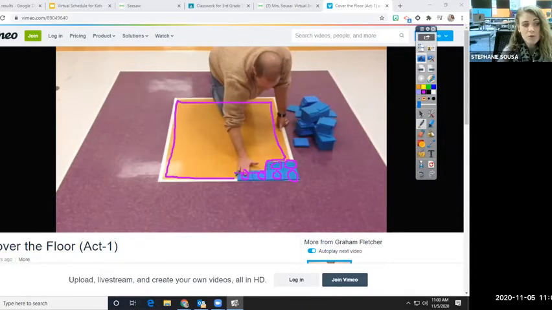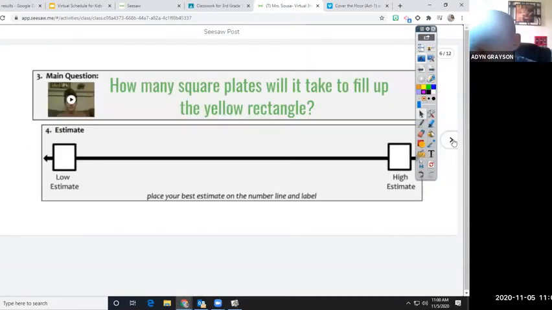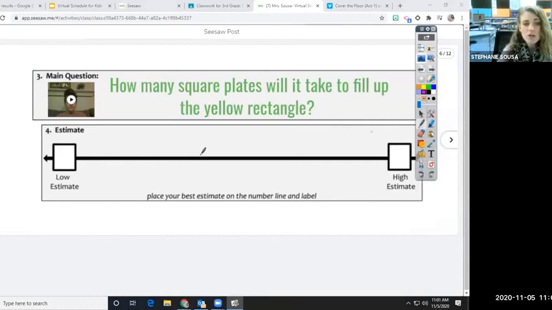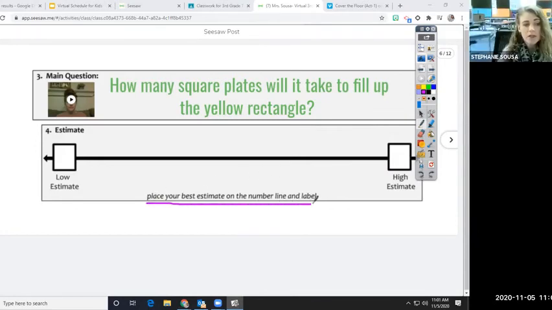How many of those blue rectangles do you think it's going to take to fill the whole space, all of it? On your seesaw right now, I want you to record your estimate, okay? What do you think is the smallest number possible? What do you think is the largest number possible? On your number line, you're going to put your guess right here in the middle, okay? So on your number line, put how many you think will fit. How many blue tiles are going to fit in that whole yellow rectangle? Go ahead and write your estimate down now.